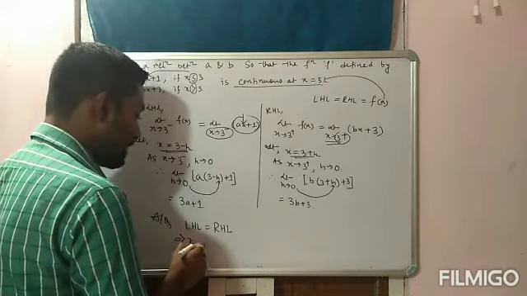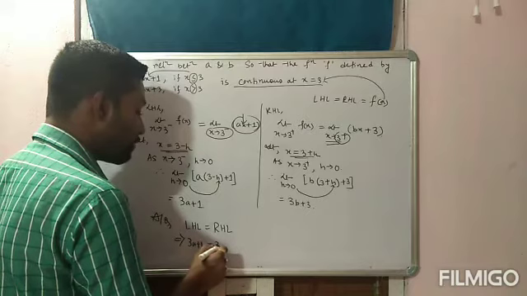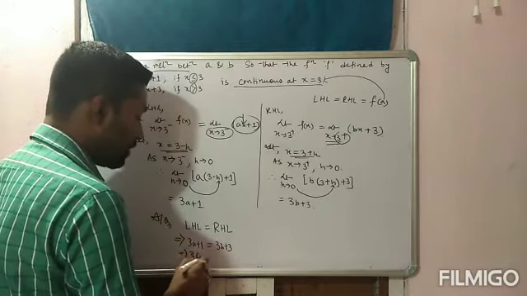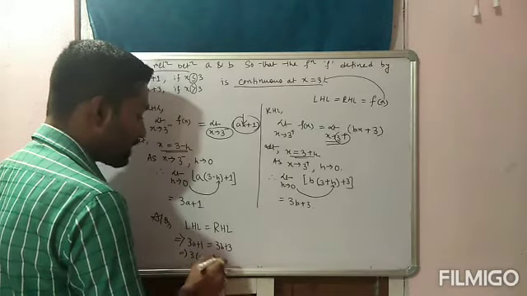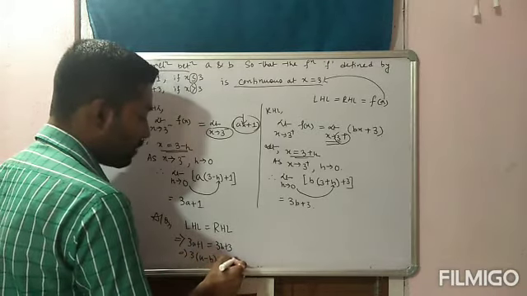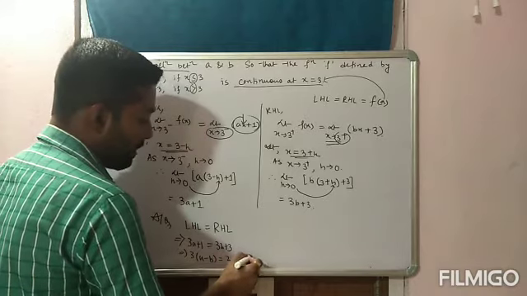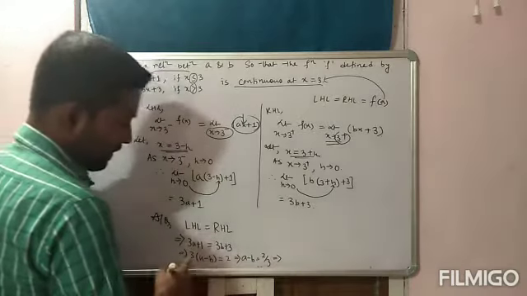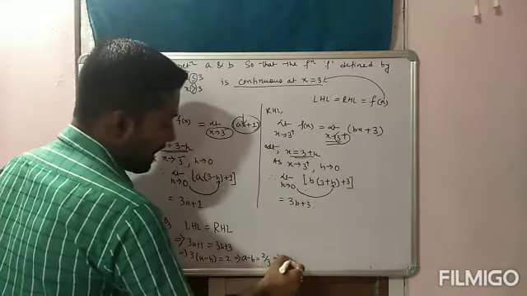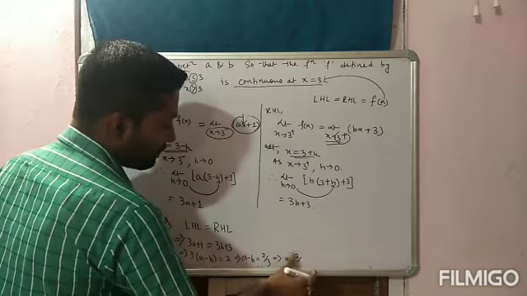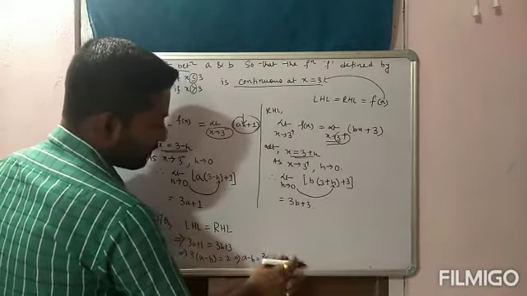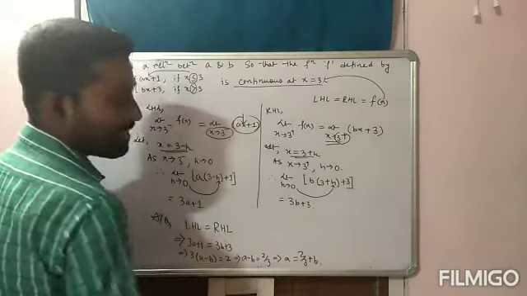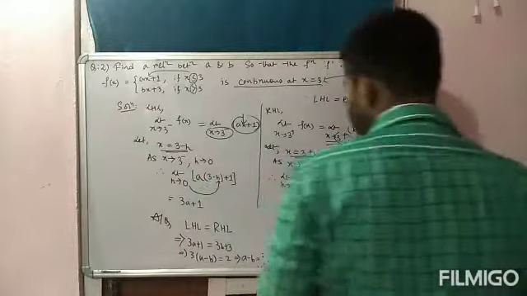That is 3a plus 1, which is equal to 3b plus 3. Therefore, if I take 3 common, this will be a minus b, which is equal to 3 minus 1, that is 2. Or we can write a minus b is equal to 2 by 3. Or a is equal to 2 by 3 plus b. Like this also we can write. So this is the relation between a and b.